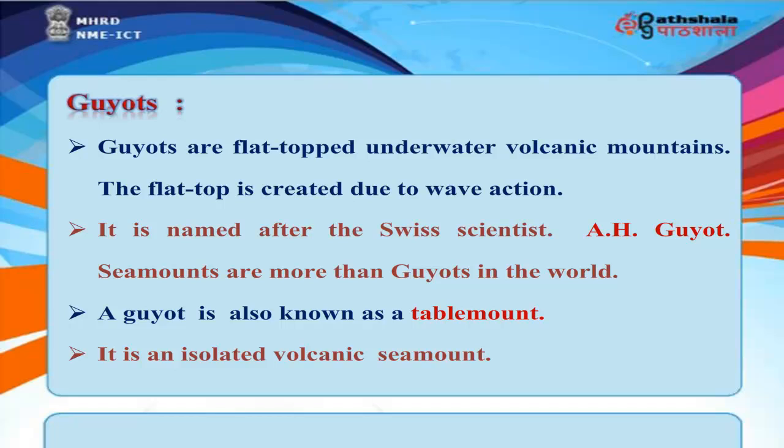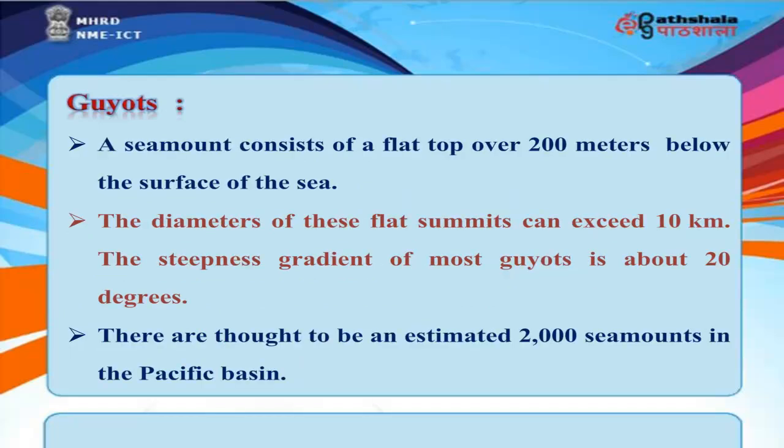It is an isolated volcanic seamount. A guyot consists of a flat top over 200 meters below the surface of the sea. The diameters of these flat summits can exceed 10 kilometers. The steepness gradient of most guyots is about 20 degrees. There are thought to be an estimated 2,000 seamounts in the Pacific Basin.